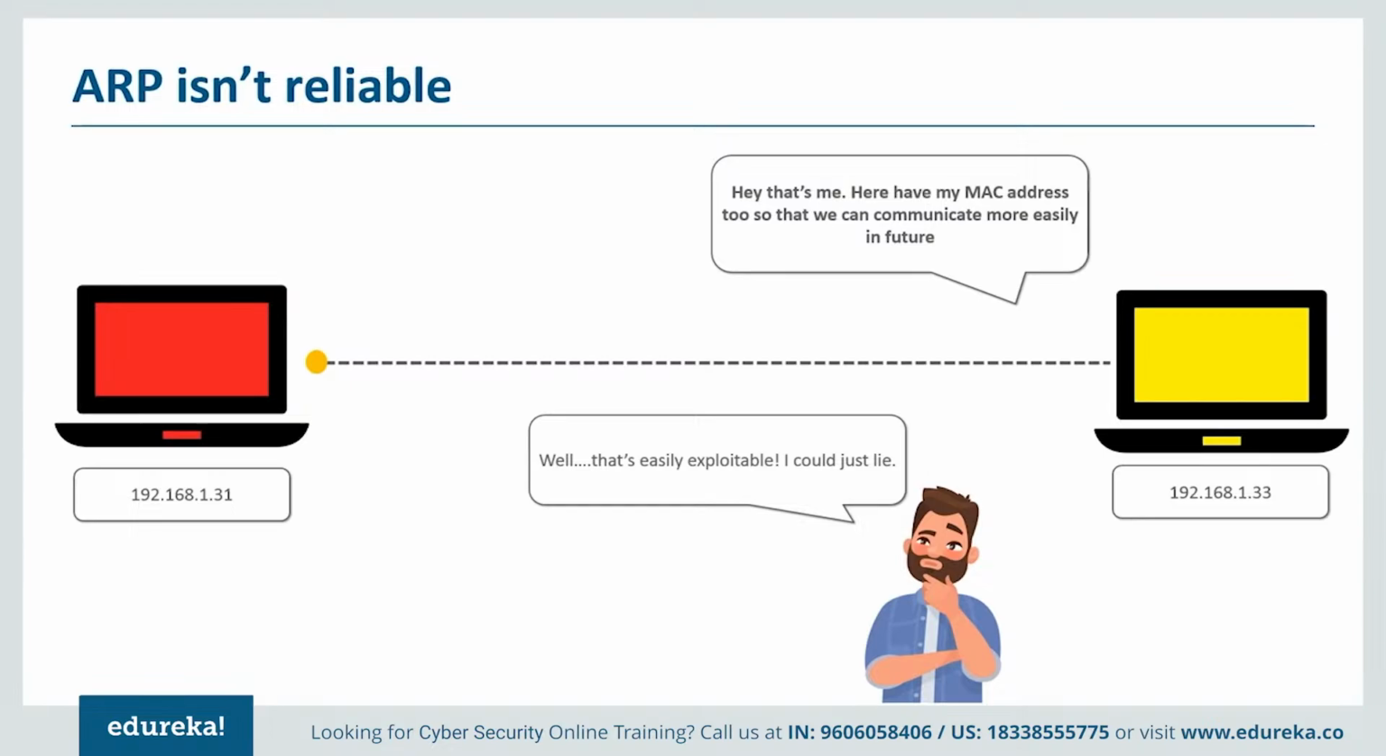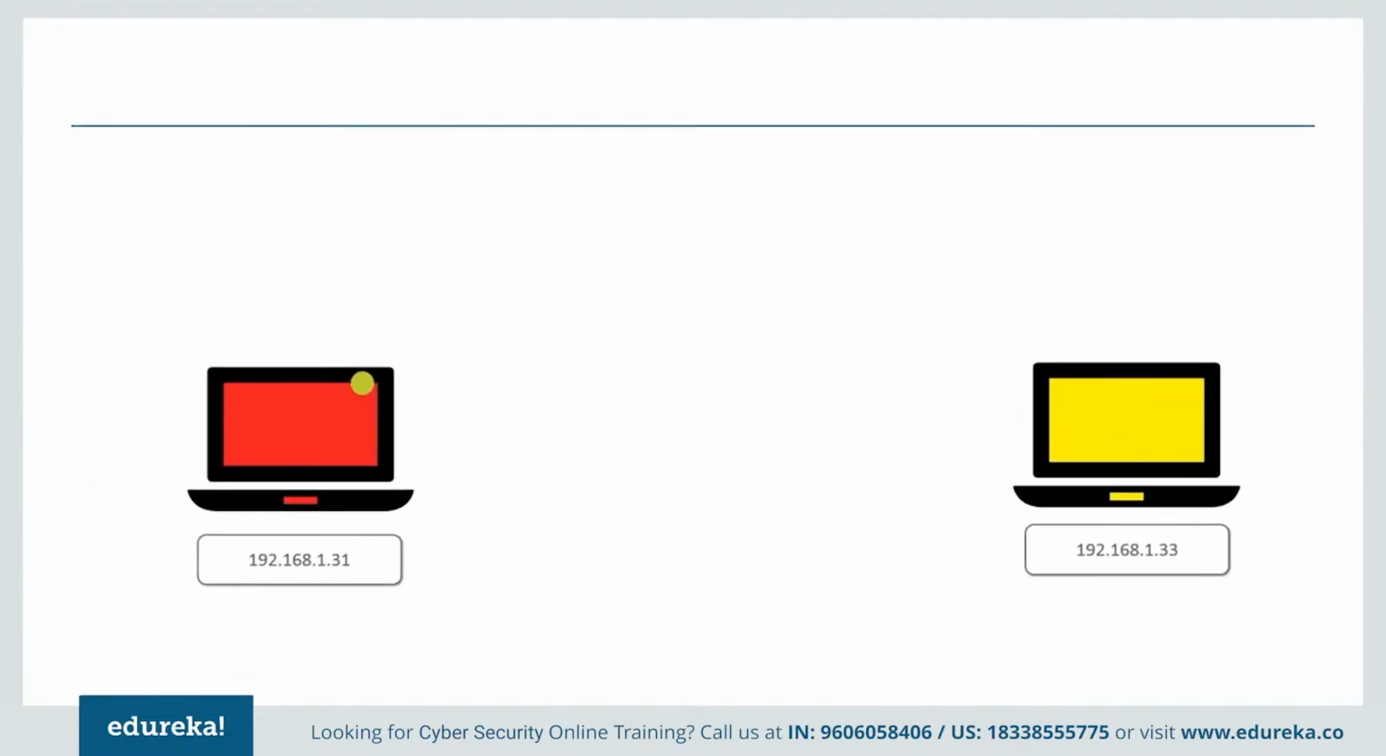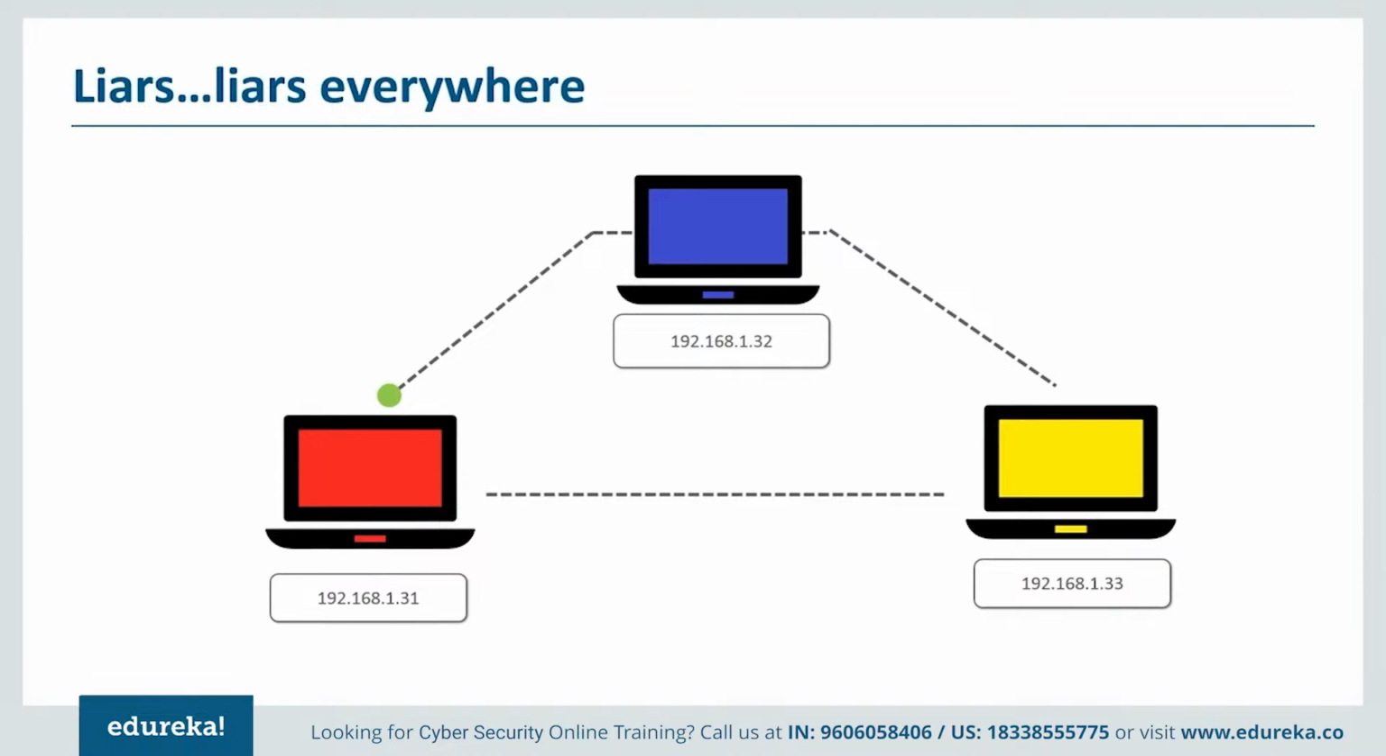Now, what you have to understand is that this is actually exploitable because there is no validation. Anybody can come into this situation and just lie. So suppose there's 192.168.1.31 and this yellow computer, and we also have this other, blue computer. This is not supposed to be on the LAN, but somehow this guy got into the building and just connected a LAN wire and now he's on the network.